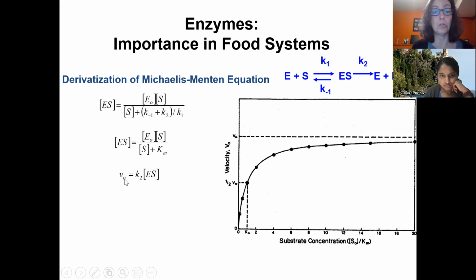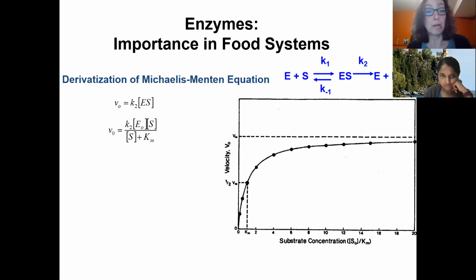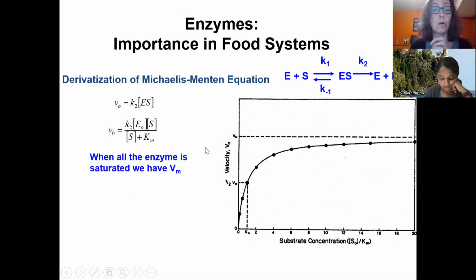So how does this relate to here? Basically, if I want to replace ES in this equation, I get the initial velocity here, the Km is here, and I have this K2 times the total concentration of the enzyme. All right, so I'm putting that on the next page. It's the same equation, but what is Vmax? Vmax is reached when the enzyme is saturated. That means all of the enzyme is in the ES form. So when all of the enzyme is saturated, we get Vmax.